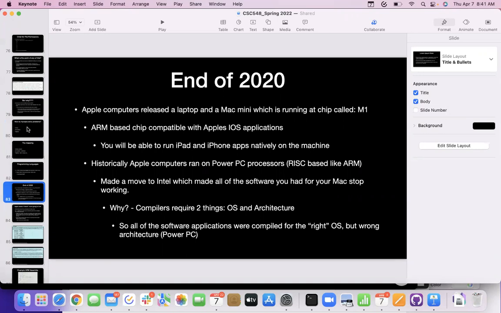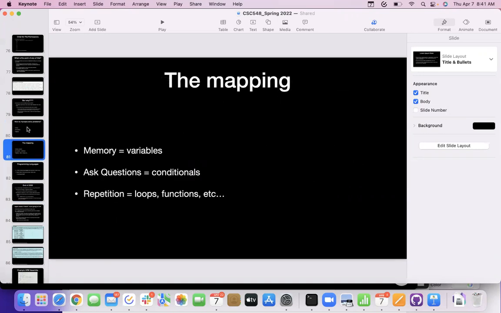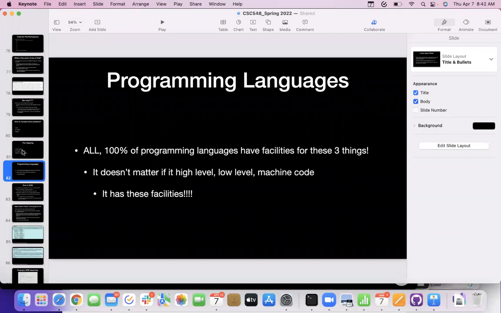Just finishing up these two slides, because they're in all my classes multiple times. To reiterate, programming languages have this mapping. Memory is usually represented through something like variables. Asking questions is through conditionals. Repetition is through loops, functions, similar things. But the important thing for us is that 100% of programming languages have facilities for these three things.